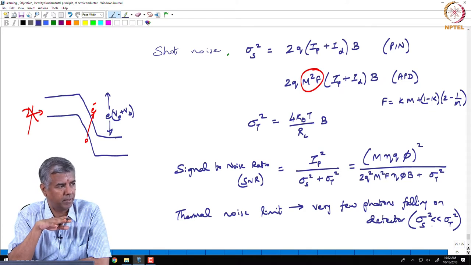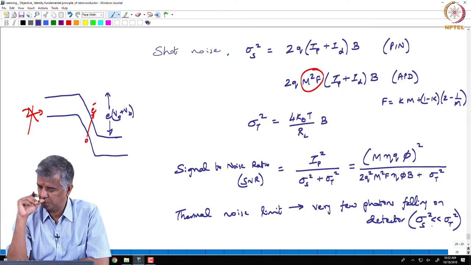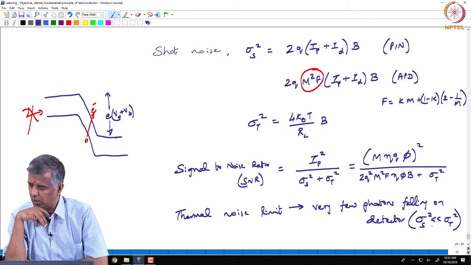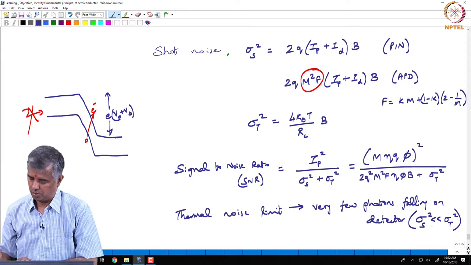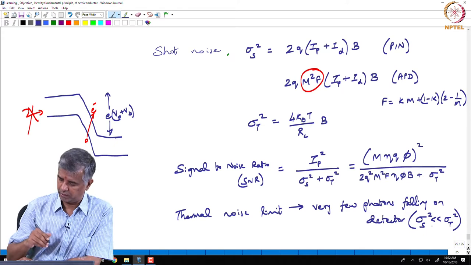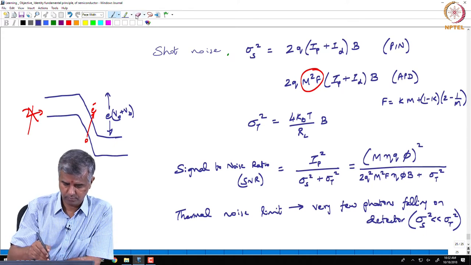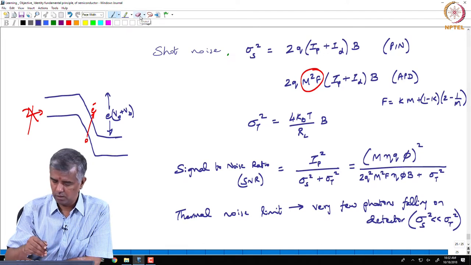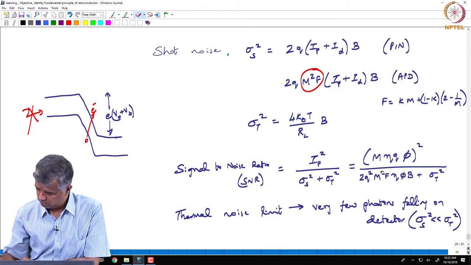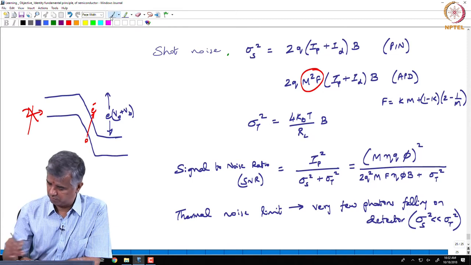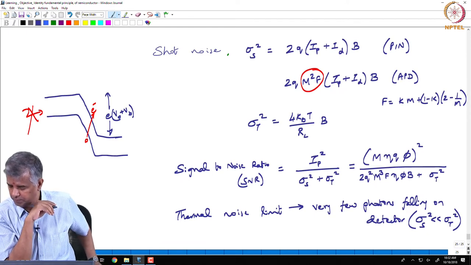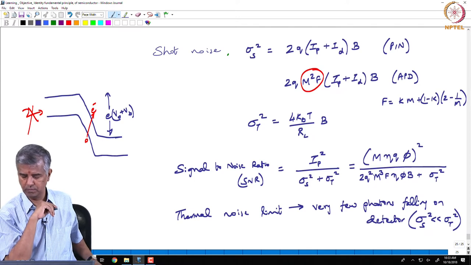M is actually the multiplicative gain. Sigma_s square term M q, because 2 q M square F is the factor. So yes, I_P will have M cube, that's right. Yeah, we are neglecting dark current. So, let us see if we can erase this, yeah, thanks for pointing out. So, this should be M cube here, there is an extra M that comes about through I_P, okay.